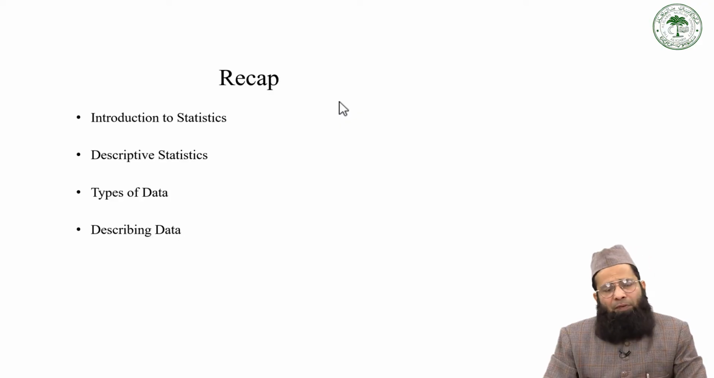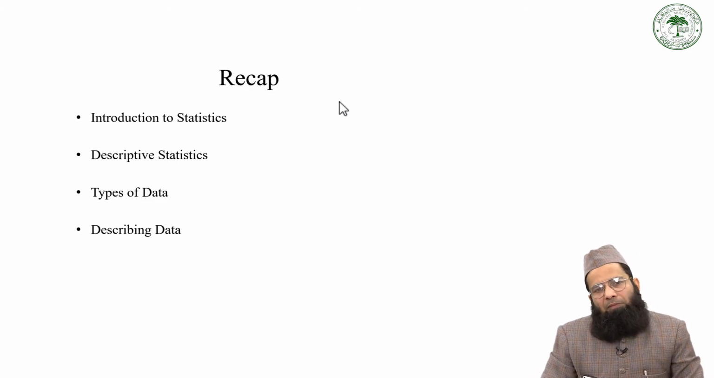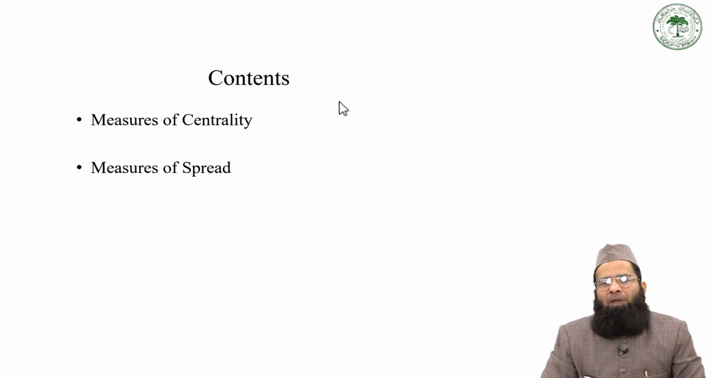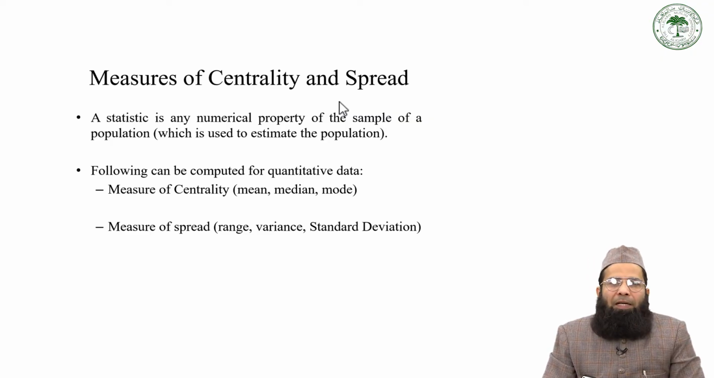We have seen types of data like qualitative data and quantitative data. Then how can we describe the data as well, right? So describing data we have seen. These concepts had been discussed in the last class. In the current lecture, I will discuss measures of centrality and measures of spread. So what are measures of centrality and spread?